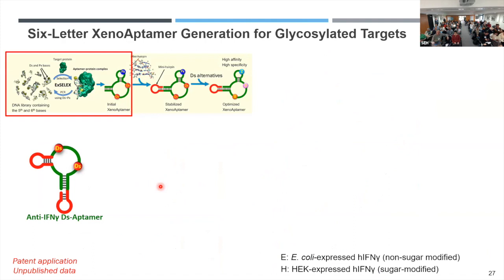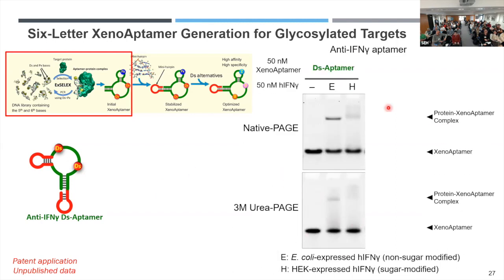So I already talked a lot about our interferon gamma aptamer case. This aptamer has very high affinity, but it has a problem. Because when we developed this interferon gamma aptamer, we used interferon gamma expressed in E. coli. Therefore, there is no sugar-modified interferon gamma. But then we tested with sugar modification. Besides the E. coli expressed one, the sugar-modified, glycosylated protein was obtained from HEK 293 cells. And you can see this aptamer will bind to the non-sugar-modified protein, but with the glycosylated one, it does bind, but the affinity is greatly reduced.